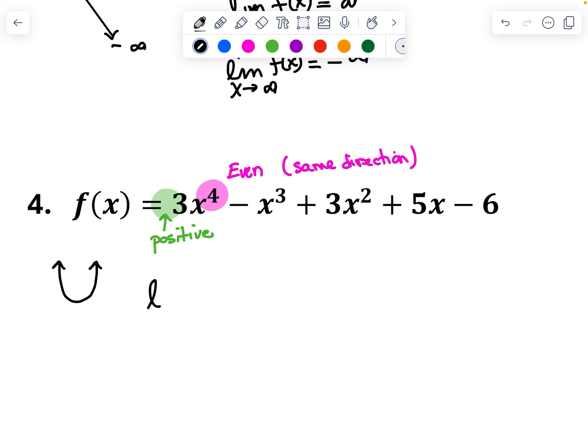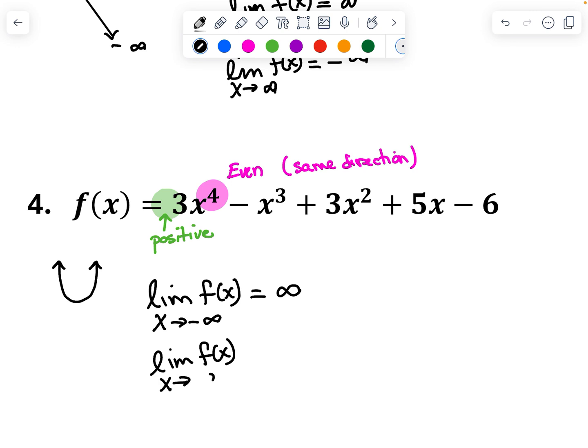So I'm going to say the limit of f of x as x moves to the left, the graph is moving up towards infinity. And the limit of f of x as x moves to the right is also moving up towards infinity.